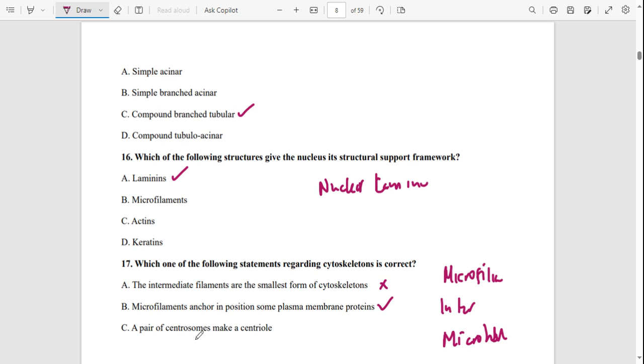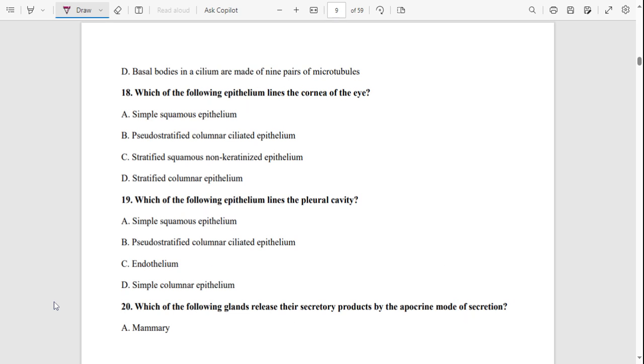A pair of centrosomes make up a centriole. Now, this is not true. Two centrioles will be making up a centrosome, not a pair of centrosomes. Basal bodies in a cilium are made up of 9 pairs of microtubules. That is not true, though basal bodies are just modified microtubules, but that is not true.